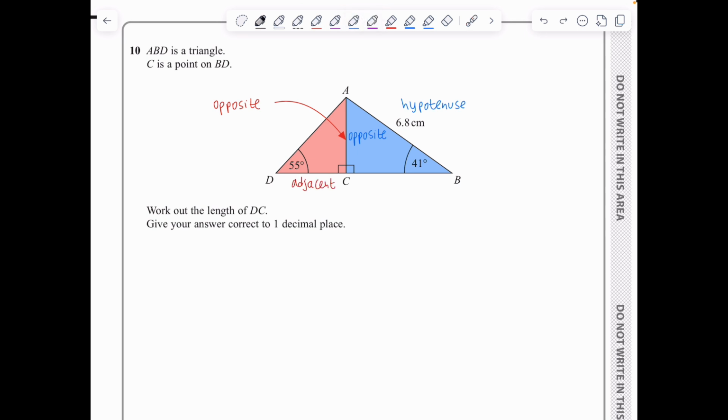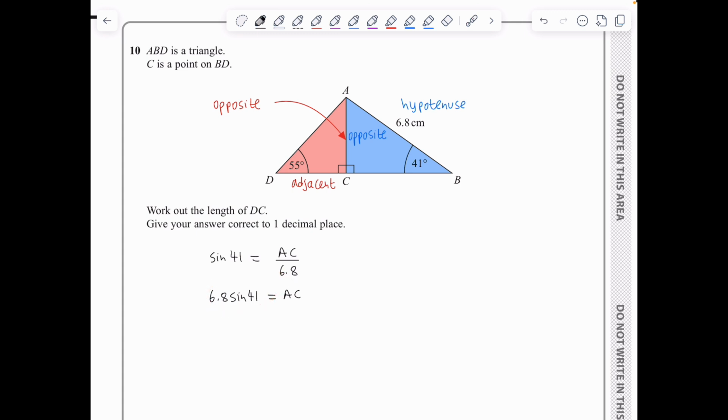So let's start with the triangle ACB. We have that sine of 41 is equal to AC over 6.8. I will cross multiply to get that 6.8 sine of 41 is equal to AC. I'm not rushing to the calculator. I will keep the AC as it is and I proceed.